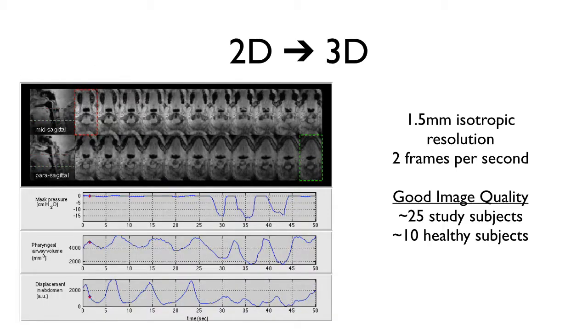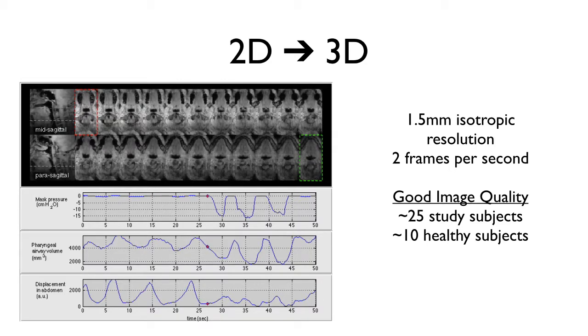Okay, so now I'll give just a summary of the year in review. At the start of the grant period, we were primarily focused on 2D real-time imaging. So we were collecting a handful of 2D slices during natural sleep. We have developed methods for obtaining 3-dimensional real-time data, as shown in this movie. What's shown is a mid-sagittal and a parasagittal slice, along with 22 axial slices that are just cuts from a 3-dimensional data set. We're able to get 1.5 millimeter isotropic resolution at about 2 frames per second.